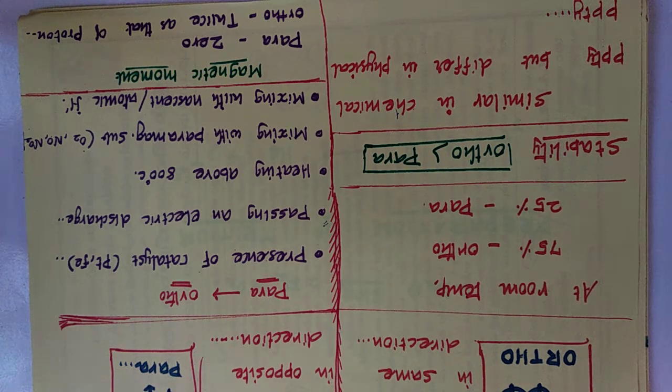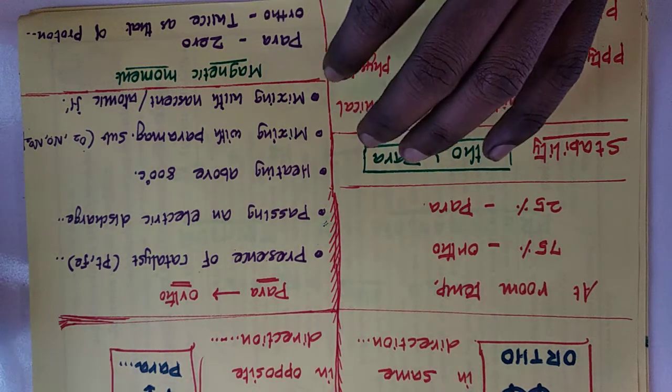So what are the ways to convert para into ortho? First one, in the presence of a catalyst, that is platinum or iron. Second one, by passing an electric discharge. Third one, heating above 800 degrees Celsius. Fourth one, mixing with paramagnetic substances like O2, NO, NO2. Then finally, mixing with nascent or atomic hydrogen.